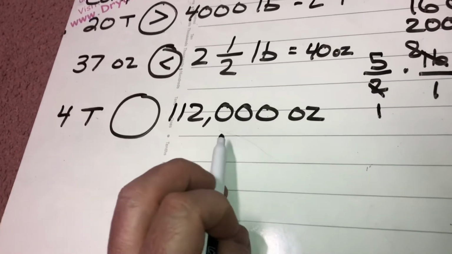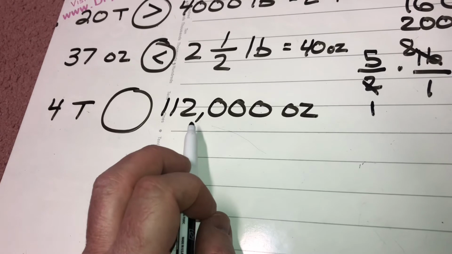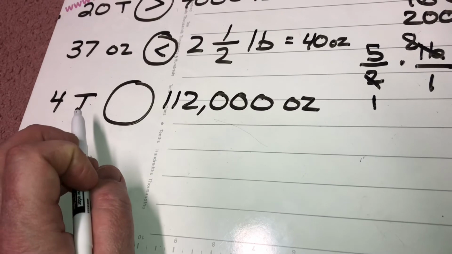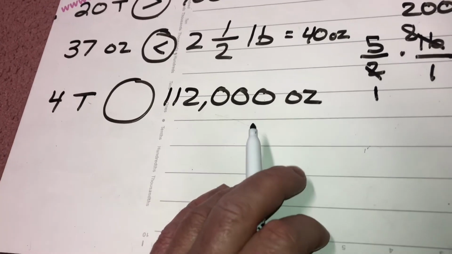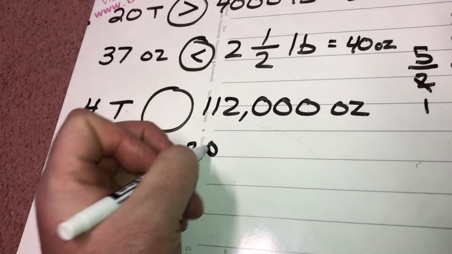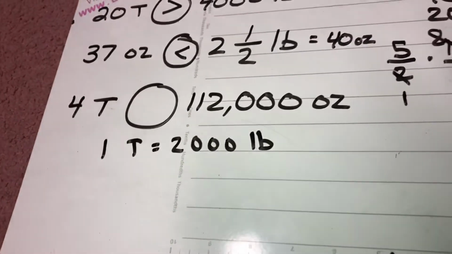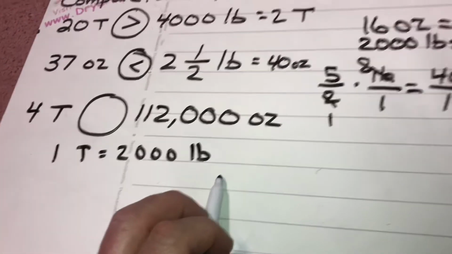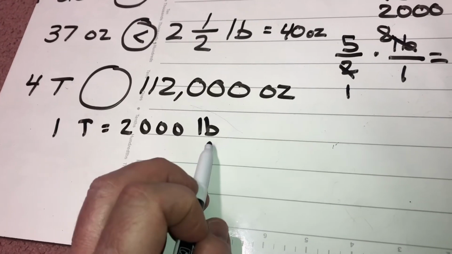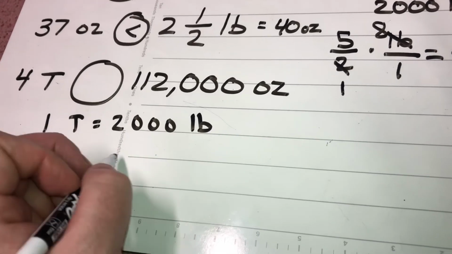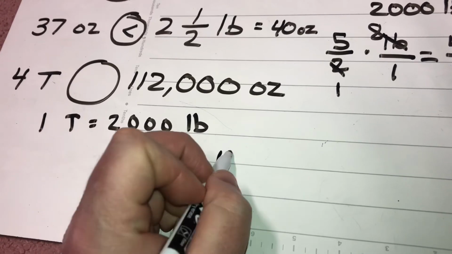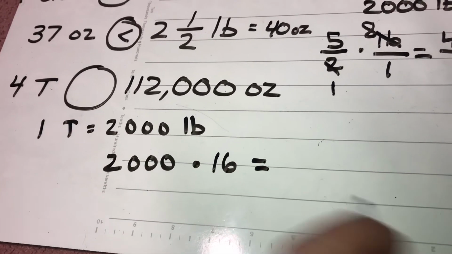Last one, 4 tons equals 112,000 ounces. So I'm going to have to turn these tons into ounces. Well, first of all, I know that 1 ton is equal to 2,000 pounds. And if I want to turn that pounds into ounces, it takes 16 ounces to make 1 pound. This pounds is going to become ounces, so the measurement is getting smaller, which means the number is getting bigger. So I'm going to multiply. I'm going to take the 2,000 pounds. I'm going to multiply it by 16 because there's 16 ounces in 1 pound.